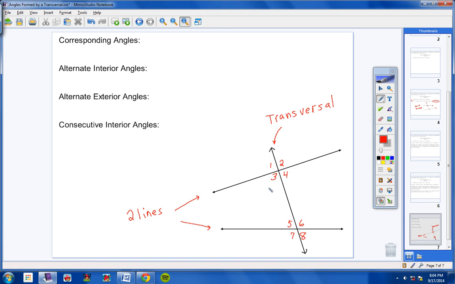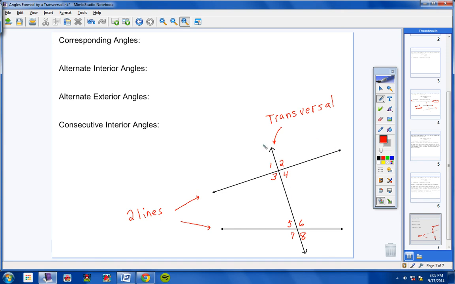Now I'm going to go ahead and just sit here and be quiet for a couple seconds here. I want you to write the words corresponding angles, alternate interior angles, alternate exterior angles, and consecutive interior angles. Then I want you to draw this diagram.